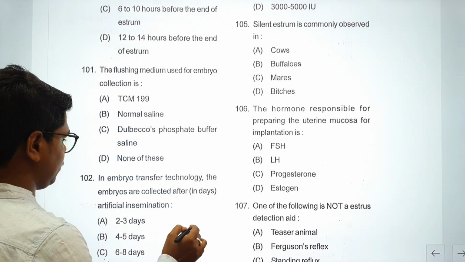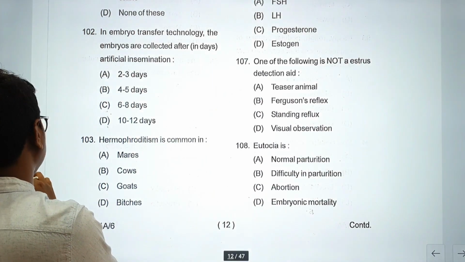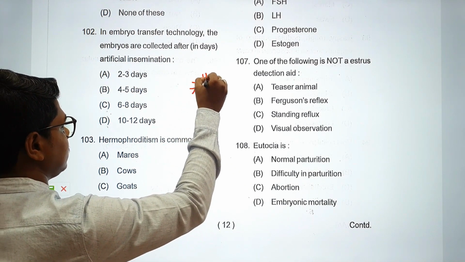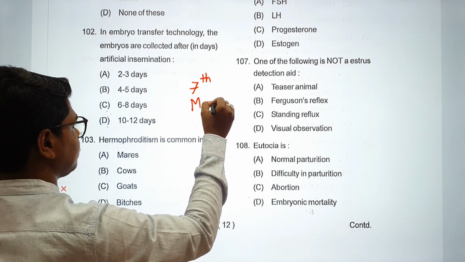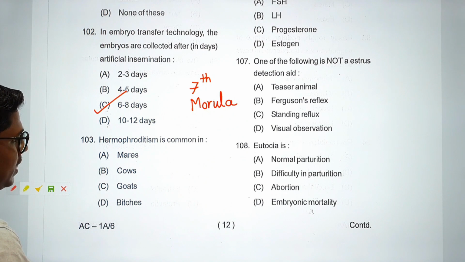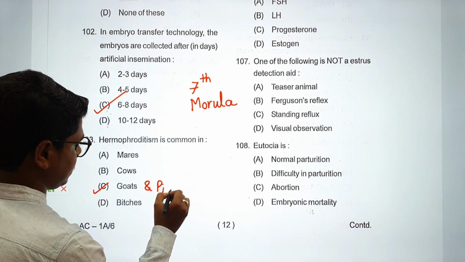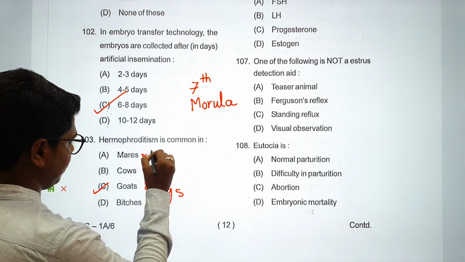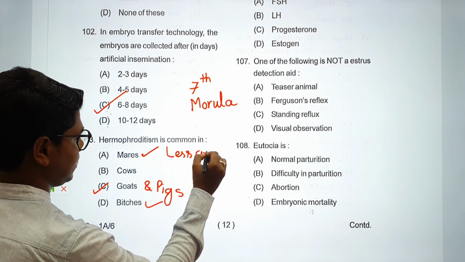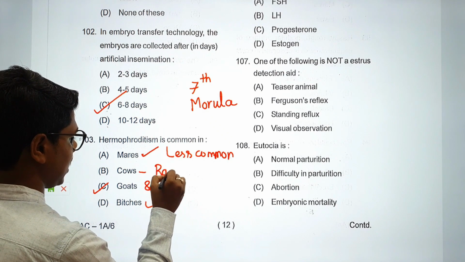Next question, 102. The embryo transfer technology. The embryos are collected after how many days of artificial insemination? 7th day, in the stage of morula, but it is in a range of 6 to 8 days. Hermaphroditism is common in goats and pigs, less common in mares and bitches, and rare in case of cows.